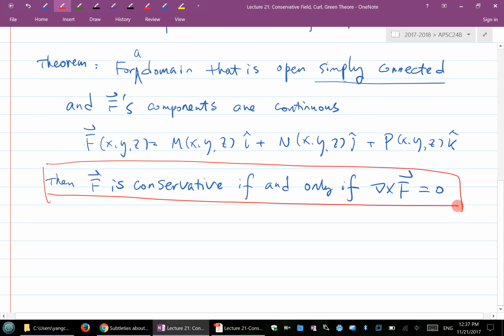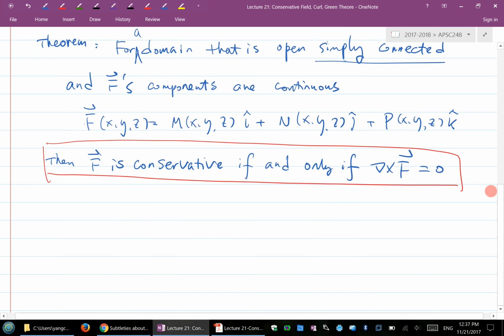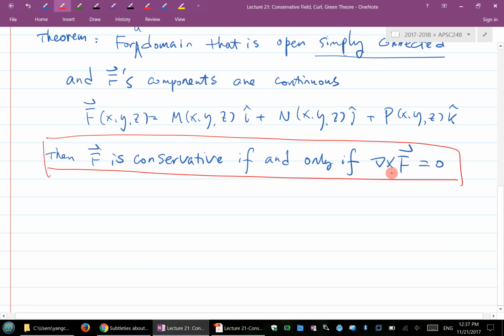You don't have to remember all of the other conditions here, because we will typically deal with the simply connected and the continuous components. So if and only if this cross product equals 0, then this vector field is conservative. Okay, so that's the checking condition. We'll explain a little bit more here.